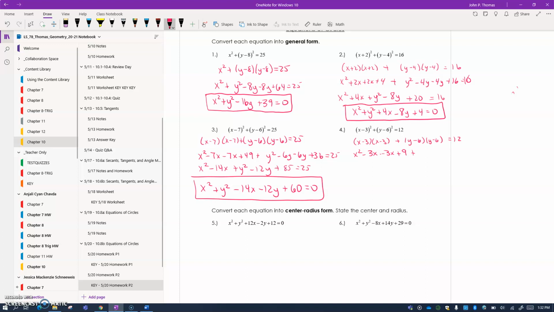We'll do the same thing on the next one. So we've got y squared minus 6y minus another 6y plus 36. And that all still equals 12.